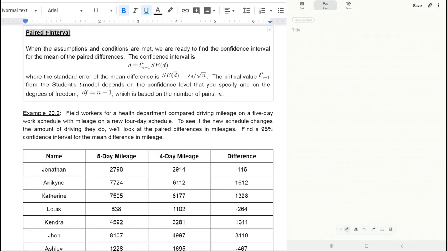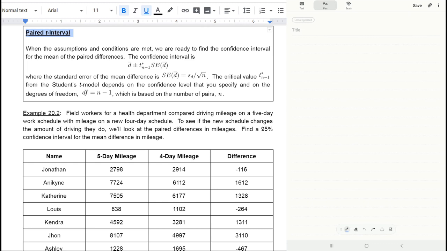Hello everyone, welcome back. In this lesson, we're going to look at finding a confidence interval for paired data. This is called the paired t interval. Recall that the assumptions for the paired t methods are the paired data condition, which means that the data must be paired or be dependent. For the independence assumption, we need to assume that the differences are independent of one another. And for the normal population assumption, the differences must be normally distributed.